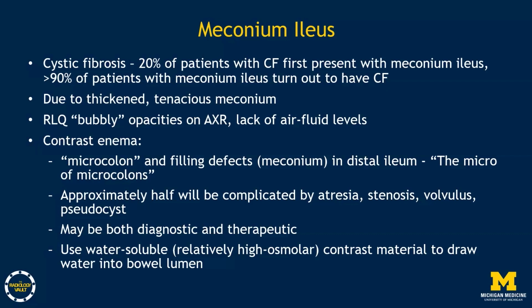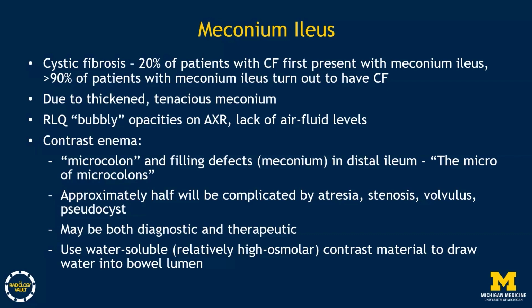Now, the obstruction that we see, the distal bowel obstruction, is related to the thick, tenacious meconium that is packed within the terminal and distal ileum, leading to a microcolon and distal bowel obstruction. On abdominal radiographs, you will sometimes see bubbly opacities in the right lower quadrant. That is the meconium that you're seeing. And they say that there should be a relative lack of air fluid levels on a horizontal beam radiograph.